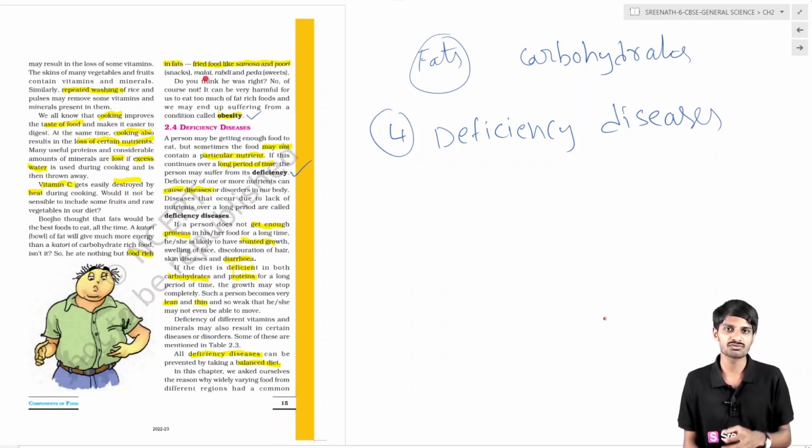Eating fat-rich foods gives more energy, but they are too dangerous to our health, so we will get the disease of obesity. Finally, the deficiency diseases.